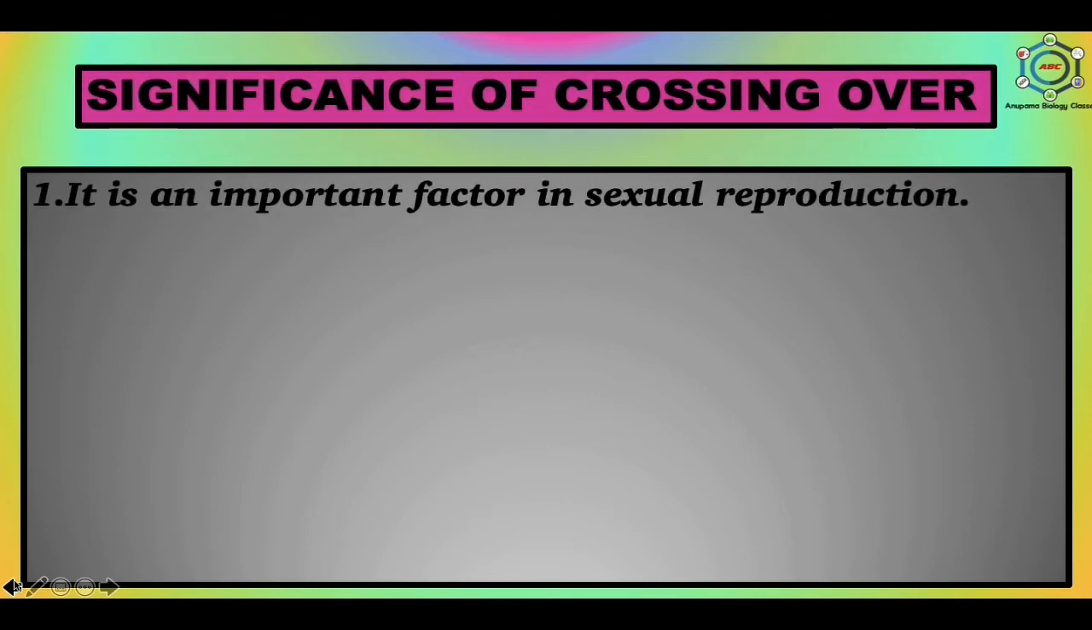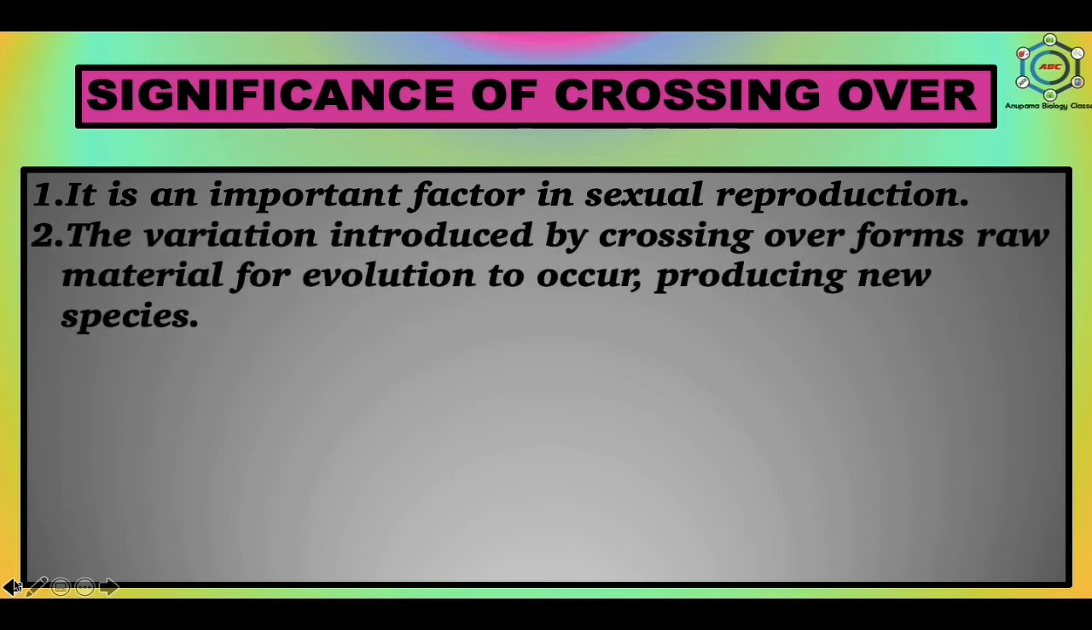Now, the significance of crossing over. It is an important factor in sexual reproduction. The variation introduced by crossing over forms raw material for evolution to occur, producing new species. So, crossing over results in numerous new combinations that can be acted upon by natural selection.